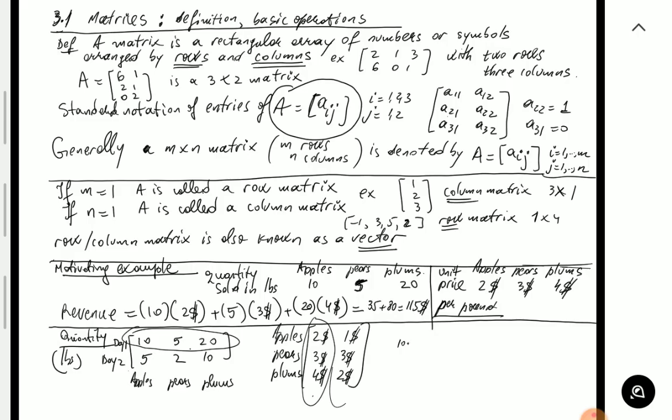So we have 10 times 2 plus 5 times 3 plus 20 times 4. That's the revenue we computed before. Or we could use the second set of prices, 10 times 1 plus 5 times 3 plus 20 times 2. And now I take the quantity sold in day 2 and then again combine it to see the revenue under the two sets of prices that I have here on the right hand side. So 5 times 2, 2 times 3 plus 10 times 4, and then 5 times 1 plus 2 times 3 plus 10 times 2.